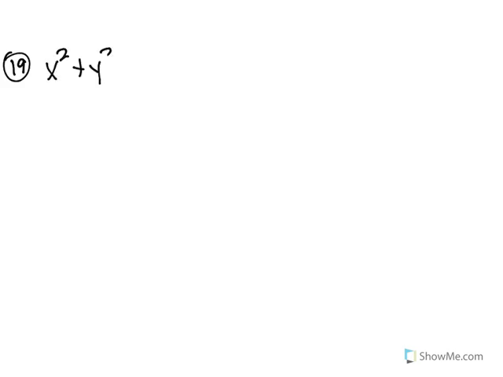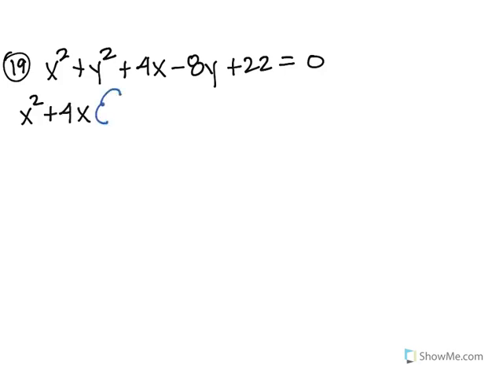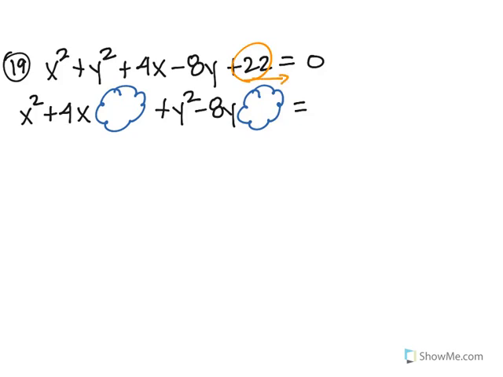Nineteen, we have x squared plus y squared plus 4x minus 8y plus 22 equals 0. So we're going to group our x's together and our y's together. X squared plus 4x and a bubble plus y squared minus 8y and a bubble equals, 22 is going to move over and it becomes a negative 22, and we're going to have double bubble.